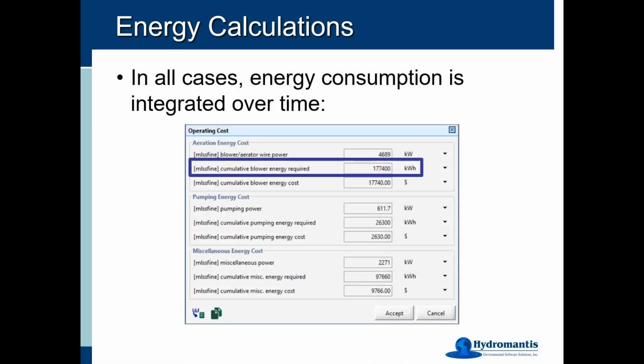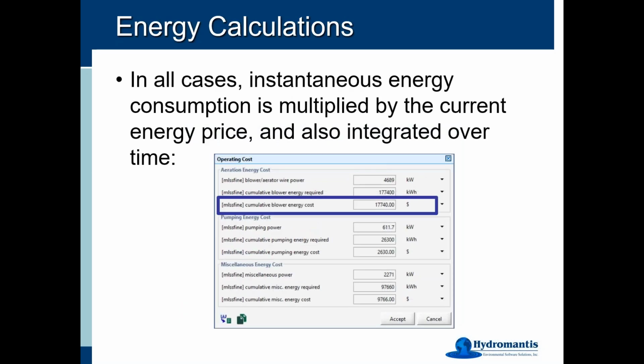So we now have, for pumping and for aeration, the instantaneous power that is required in order to deliver that pumping or blower. And then what we're doing is we're integrating that over time to get kilowatt hours, then we're multiplying by that to get price. So all of that information is available for you on the system here.